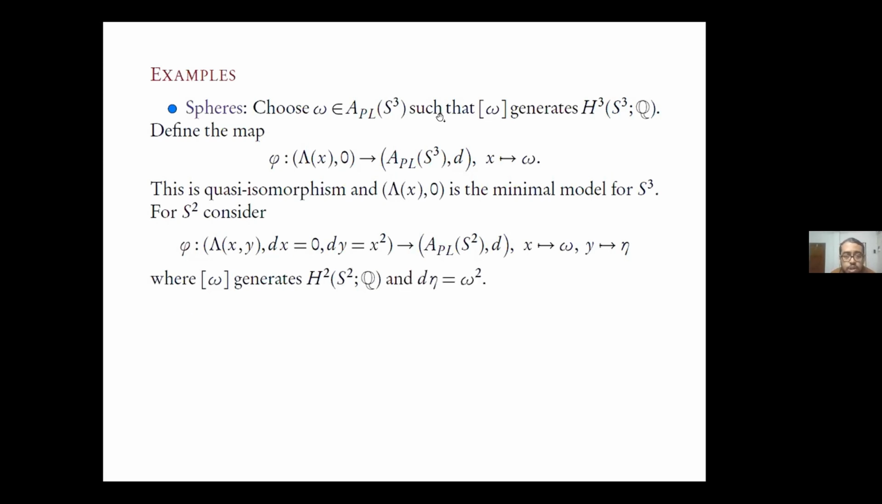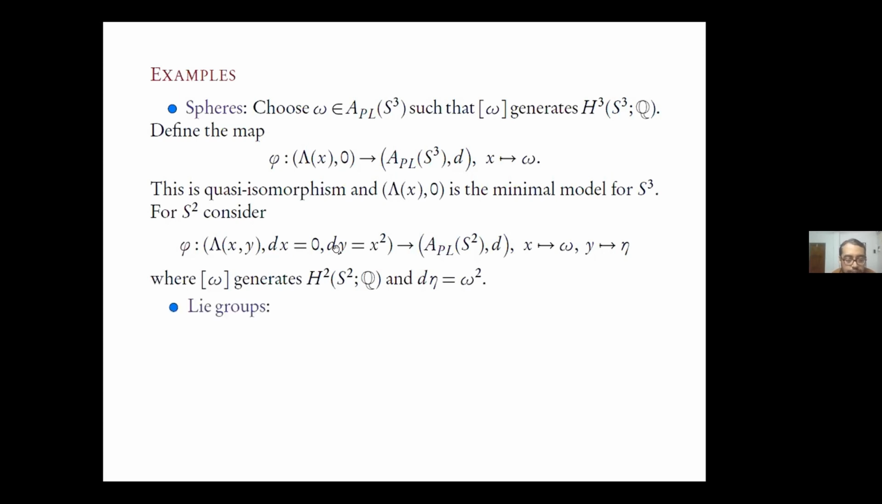And the same thing works for odd spheres and even spheres in general. You can work it out. And so the fact that this y exists is saying that the Whitehead product of identity with identity is non-zero. So rationally, the Whitehead product of identity with identity is a generator of pi 3 of S2, right? So that's essentially being captured by this relation.